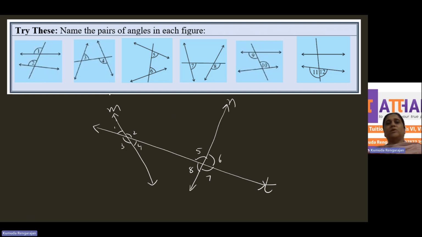Corresponding angles should be on the same side of the transversal. That's one thing. Then one should be interior, one should be exterior. And they should have different vertices. 1 and 3 will form a linear pair. 1 and 5.